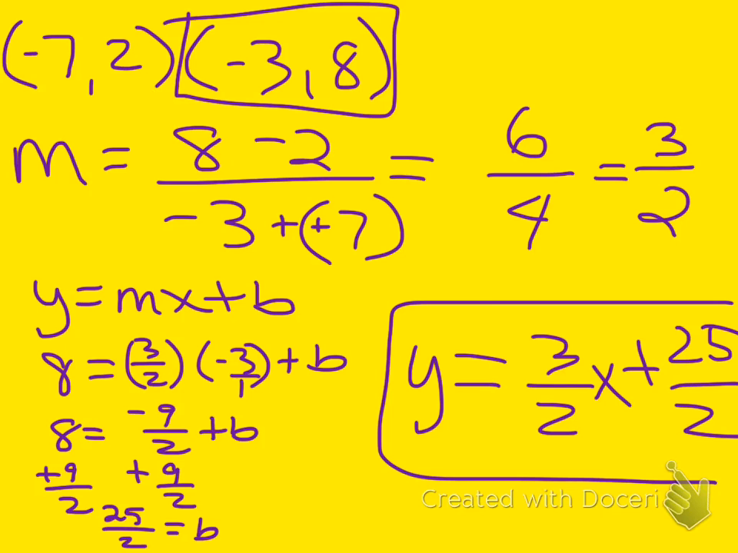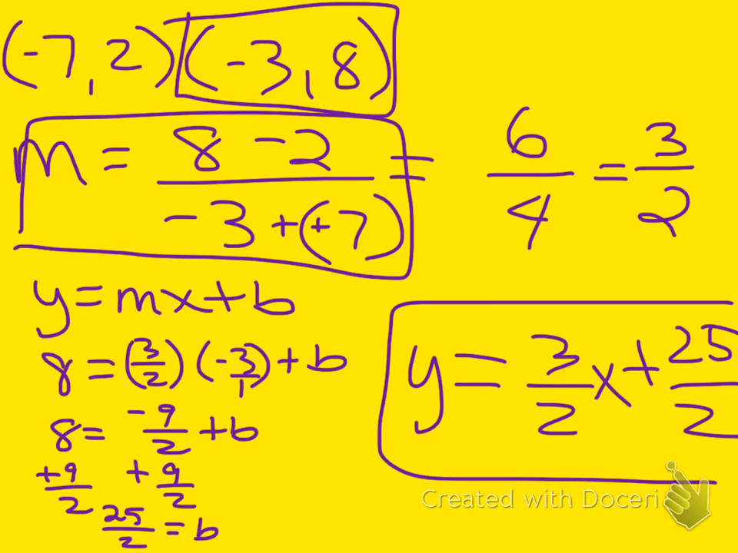So we just find the slope. We're using our formula. Pick one of the points, plug it into there, and then find the equation. Okay? Awesome. All right.